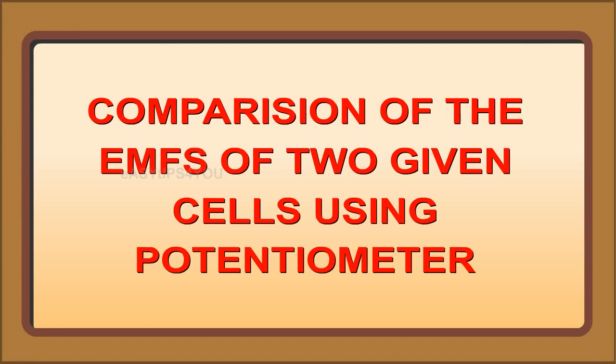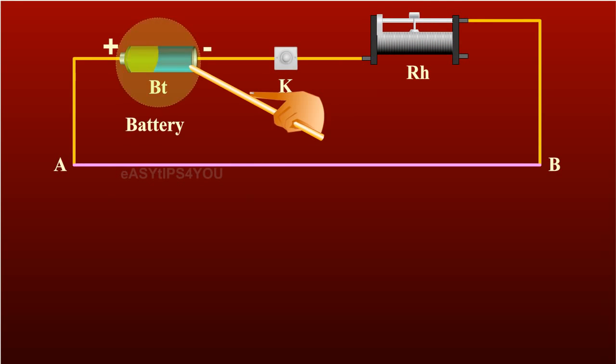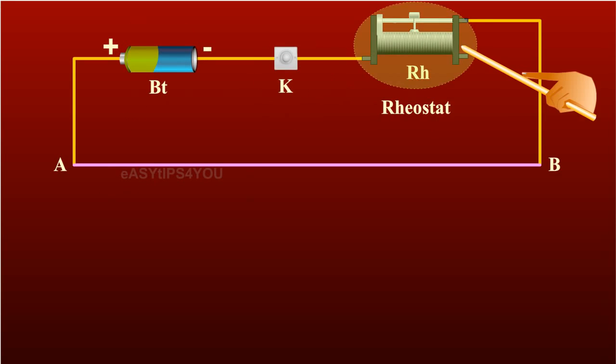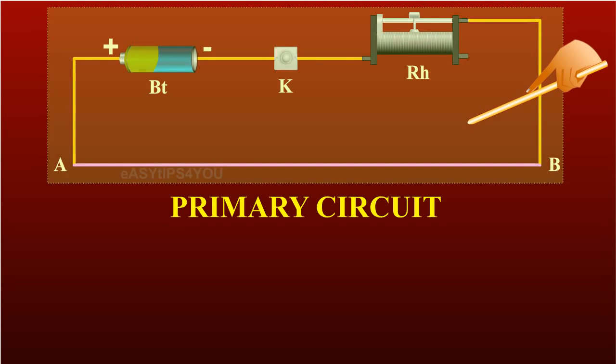Comparison of the EMFs of two given cells using a potentiometer. The potentiometer wire AB is connected in series with a battery BT, key K, and rheostat RH as shown in the figure. This forms the primary circuit.